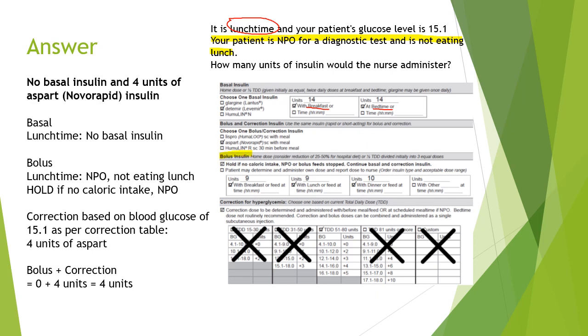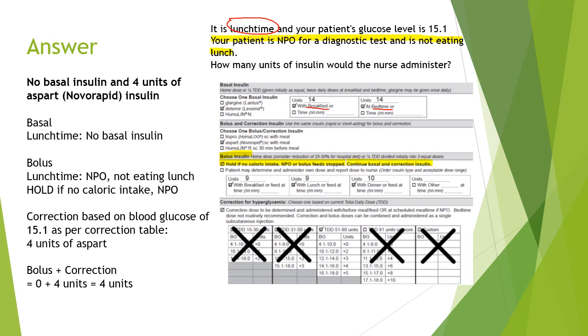So under the bolus insulin, the box is actually checked off that you're going to hold their bolus dose of insulin if they do not have any caloric intake and they're NPO or the bolus feeds are stopped. Okay, so not eating lunch, so you're not giving any bolus insulin. However, you will continue with basal and correction insulin.